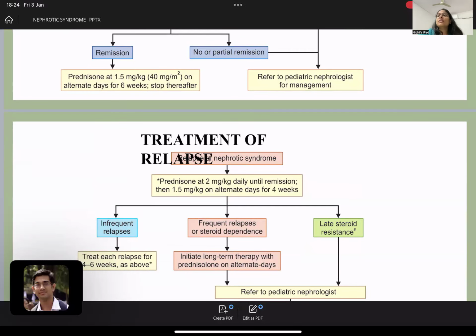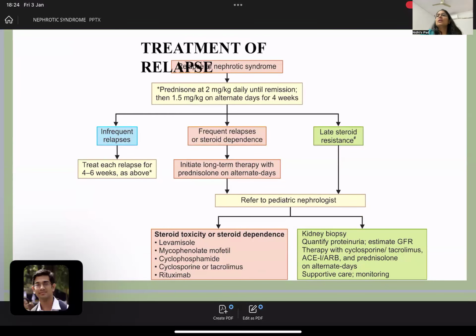Now, moving on to the treatment of relapse. As we have already discussed, initially, it is a disease of childhood. Patient can be a 4-year-old child, a 5 or 6-year-old child. They go to school, they are very prone to having some URIs also. So even a URI can trigger a relapse in nephrotic patients. So whenever there is a relapse, we do not give a 6+6 therapy all over again. We give prednisolone at 2 mg per kg daily until remission.